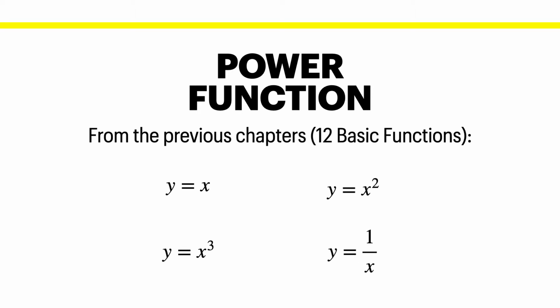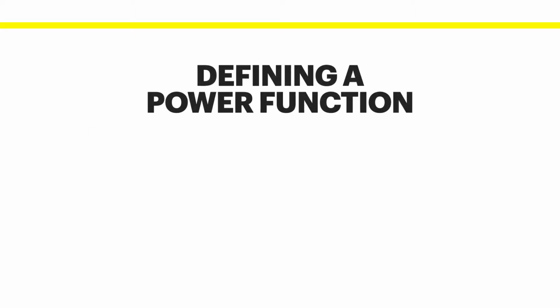And also we have 1 over x, which is an inverse function. This technically has a power of -1, and that's the reason why the x is in the denominator. Let's expand further and define it.